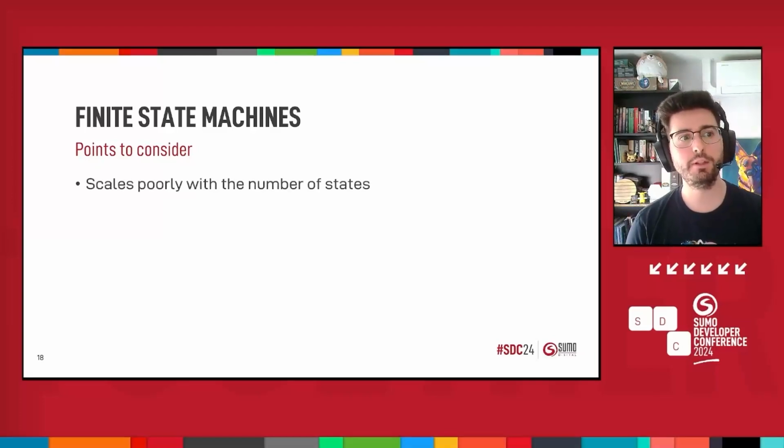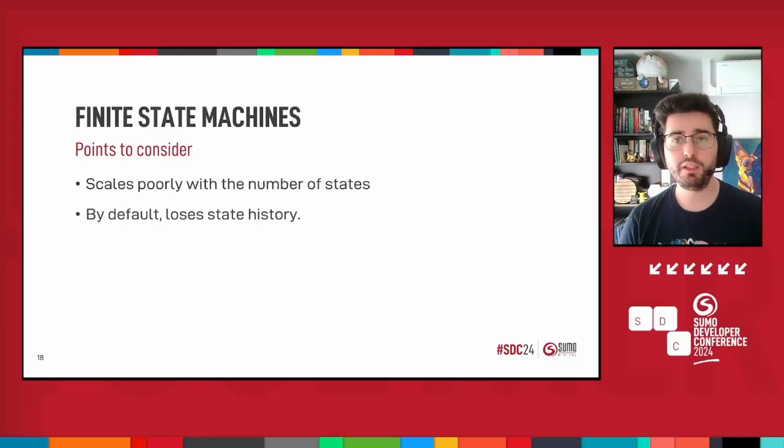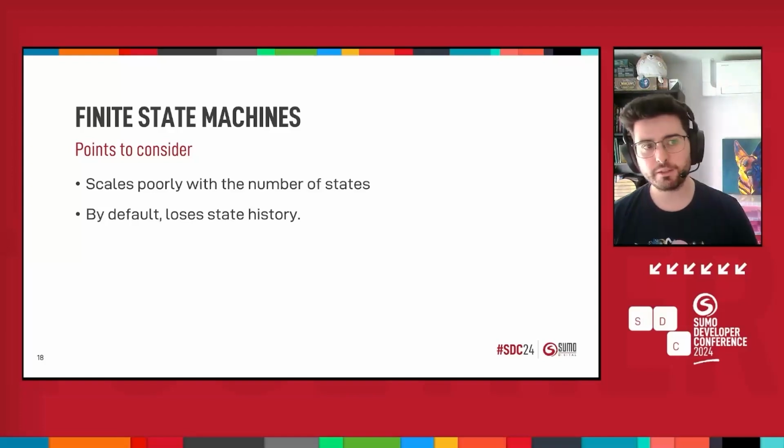Some points to consider: they scale very poorly with the number of states, as we saw in our very simple example of just adding 1 state, we've added so many more possible transitions. And by default, it loses state history. So if you want to keep track of what the NPC was doing a few frames ago, or a few seconds ago, or a few minutes ago, that's information that you're going to have to store. It's a little bit more data that you're going to have to write. So it doesn't give you this by default, but it's not hard to add either.